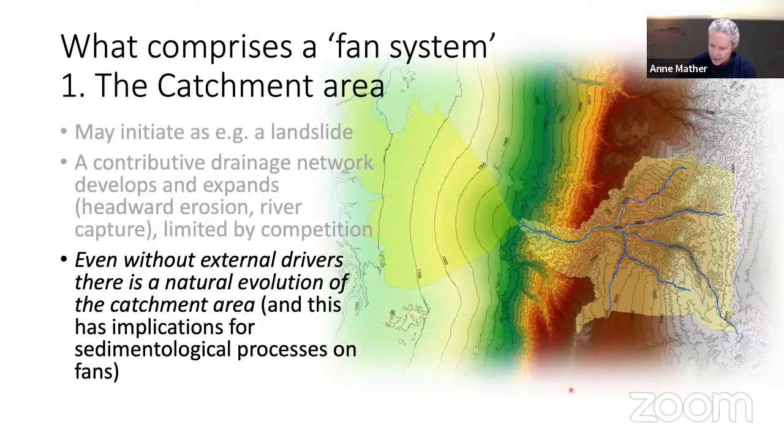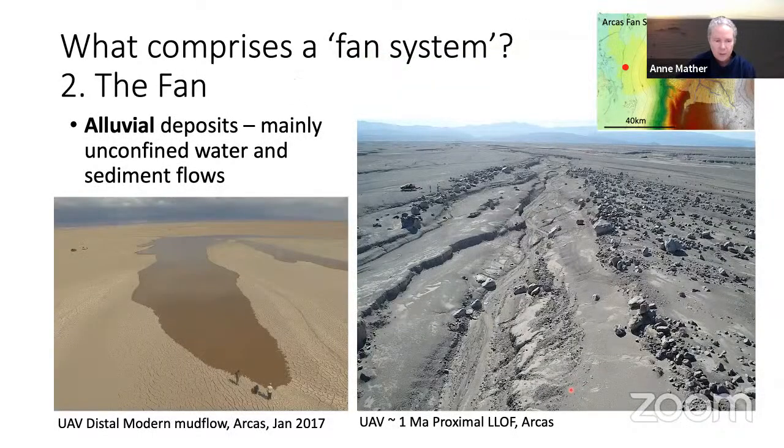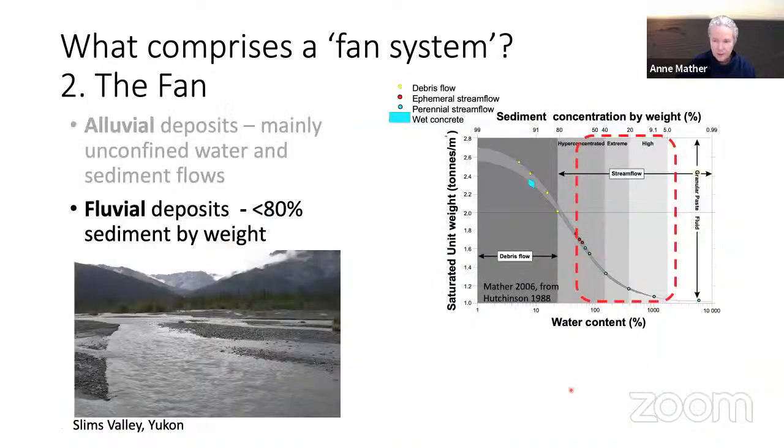Now, if we move from the catchment and think about the fan where all this material is being deposited, what does that comprise? Typically, as we expect, it's alluvial deposits. So these are mainly unconfined water and sediment flows. You can see here examples from a distal and more proximal part of a large alluvial fan in Chile. Those alluvial deposits may be fluvial in origin, where they tend to have a much lower concentration of sediment in relation to water.